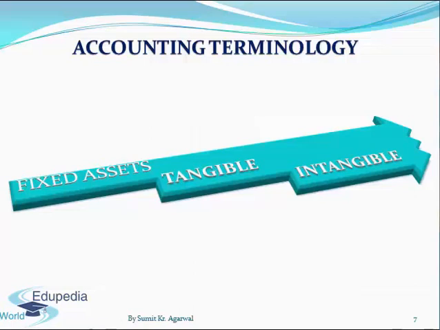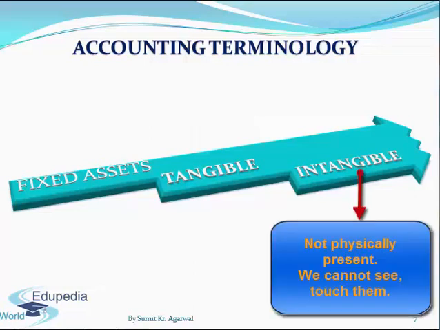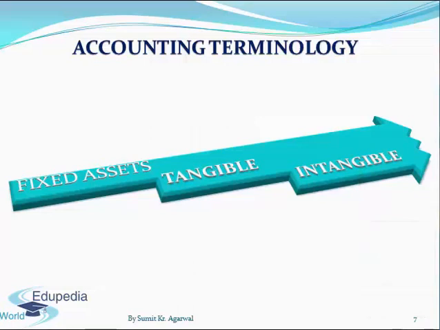Whereas intangible assets are equally important, but these are not physical objects. For example, the patents owned by the company, the licenses owned by the company or the business, the copyrights owned by the companies or the business. So these are very important for the business, but it has got no physical presence. It is not a physical object which you can see or touch.